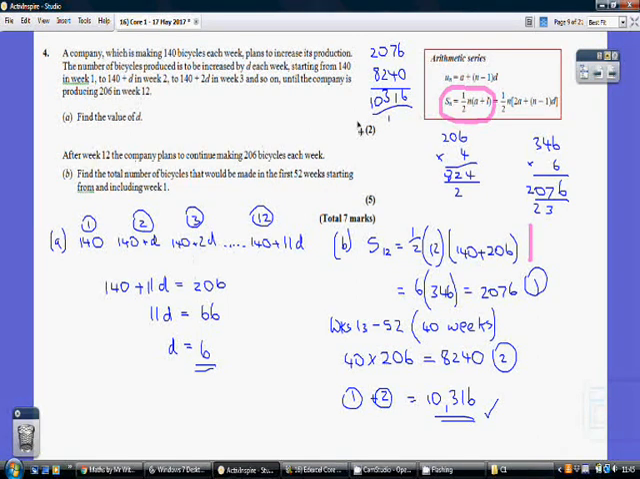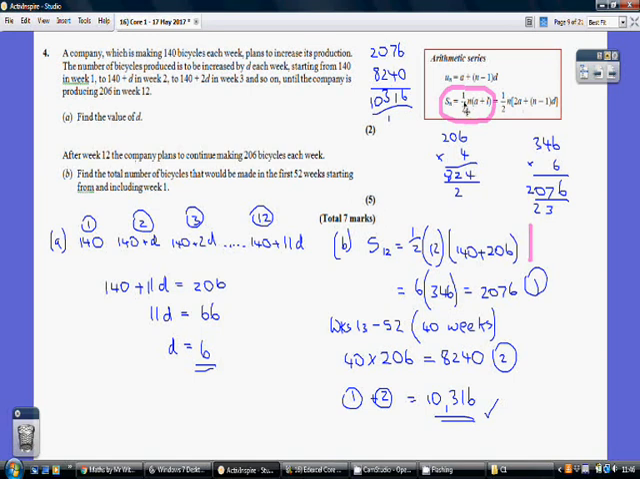Okay, so for the first 12 weeks, we're following this arithmetic sequence where we're going up by 6 bikes each week. Okay, so we can use either of these two formulae here, the summing formulae, to work out how many bikes we would have sold in the first 12 weeks. Now, given we know the last term is 206, I think using this one here is just easier. So N is the number of weeks, which is 12. A is the first term, which is 140, and L is the last term in this 12 weeks, which is 206.